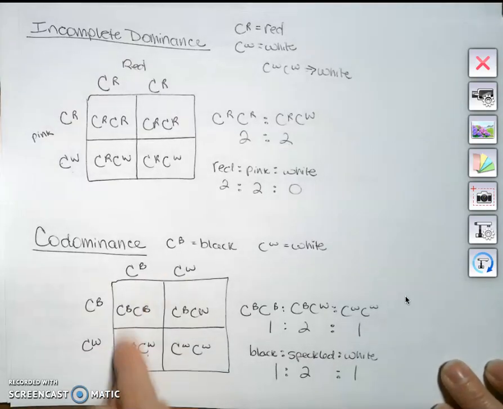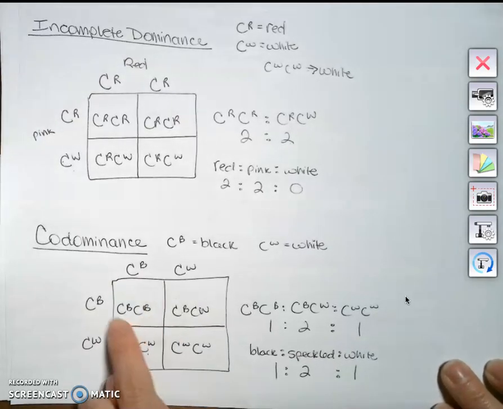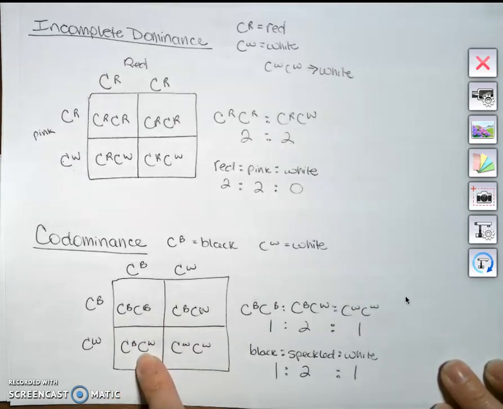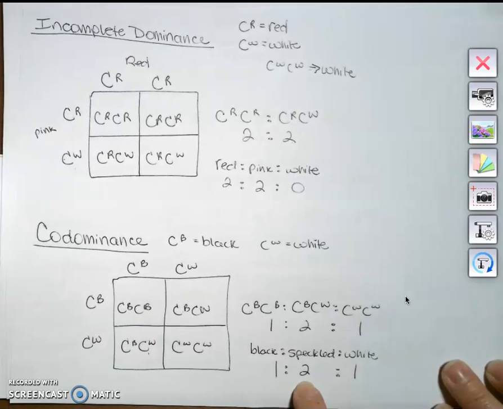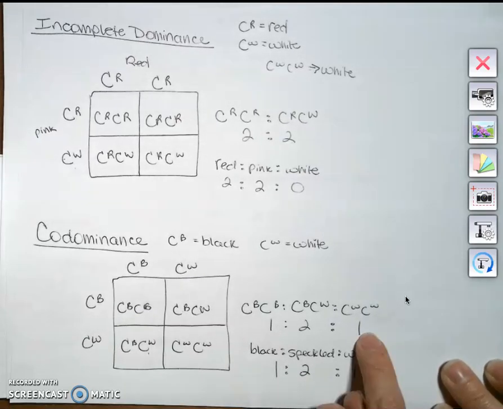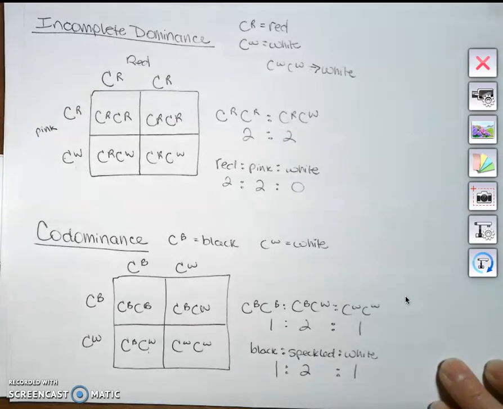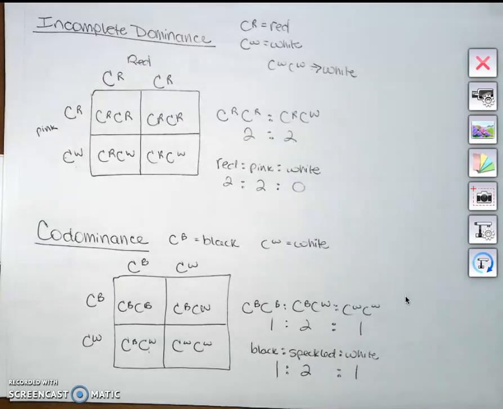And so when they mate, they're going to get a 1/4 chance of a black chicken, 50% or 2/4 chance of a speckled chicken, and a 1/4 chance, CWCW, of a white chicken. So 25% black, 25% white, 50% speckled. Okay, and so that's codominance. They're both going to show up in their full glory. There's no mixing, there's no blending.